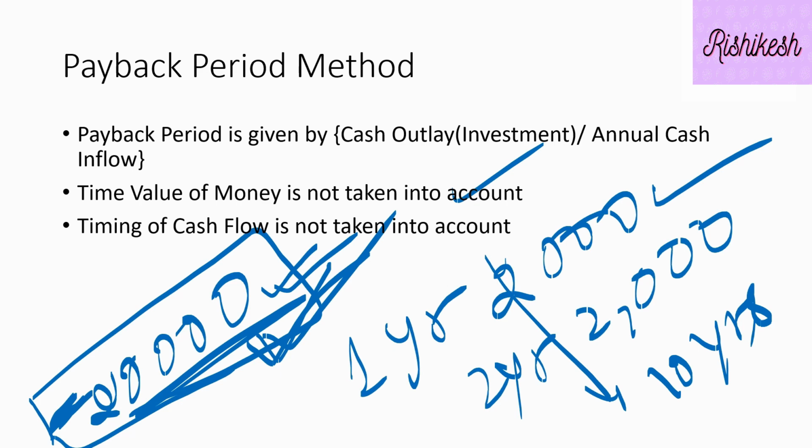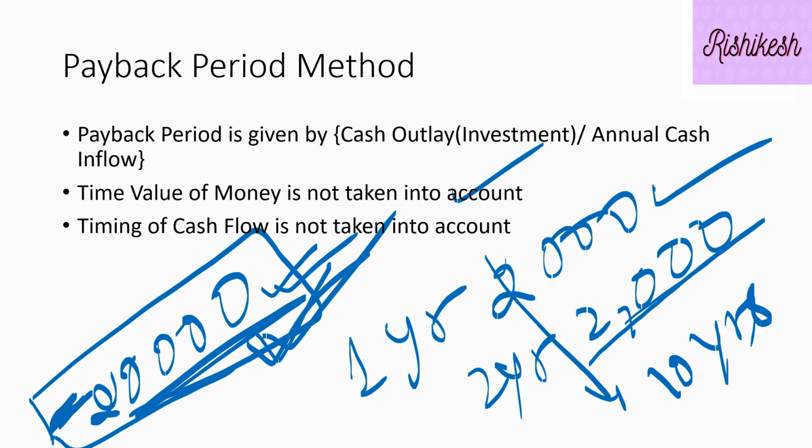Now, there are two things in the payback period method. The time value of money is not taken into account. This means that the value of money is different over years, right? So if, let us suppose, 2,000 is the value of money right now, after 2 years it can increase or it can decrease as well. So that time value is not taken into account.